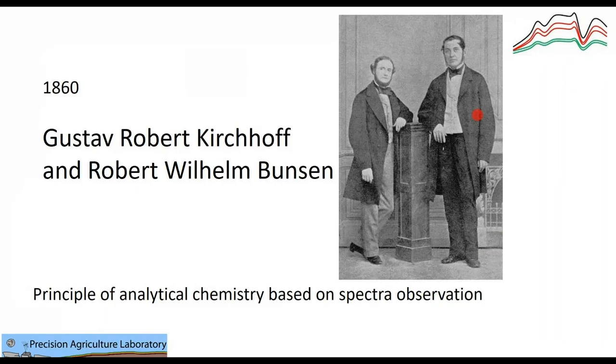Anyway, it was 1860 when Gustav Robert Kirchhoff and Robert Wilhelm Bunsen, who were pretty much good friends in Germany, set up the principles of analytical chemistry based on spectral observations. They decided to use all this previous knowledge about how light interacts with matter, and they started basically sampling different compounds with light, and then they formed the first spectral libraries, if you want.